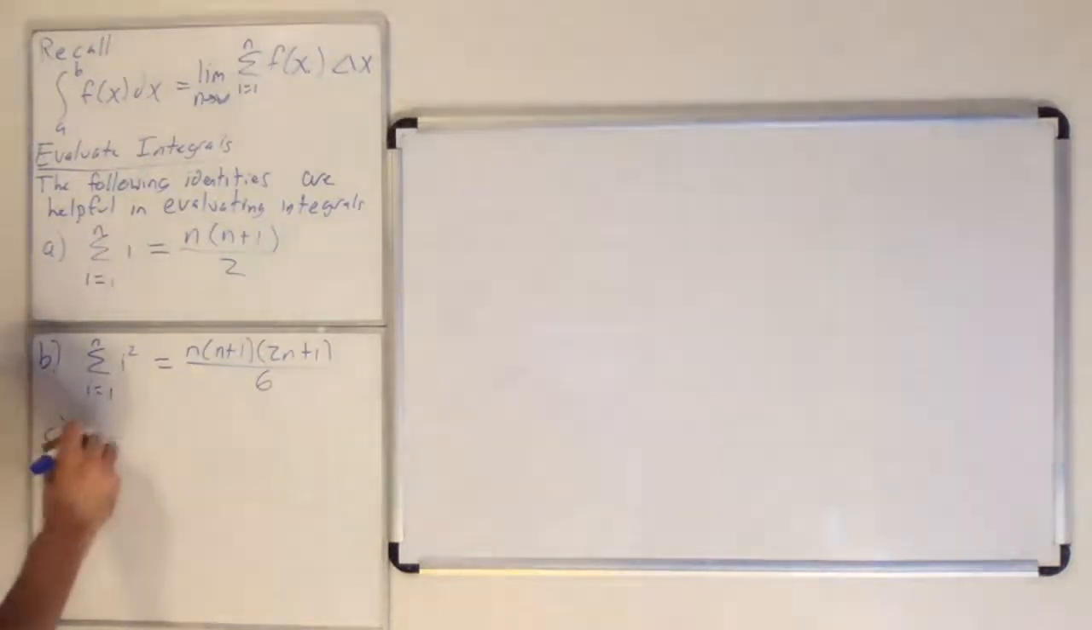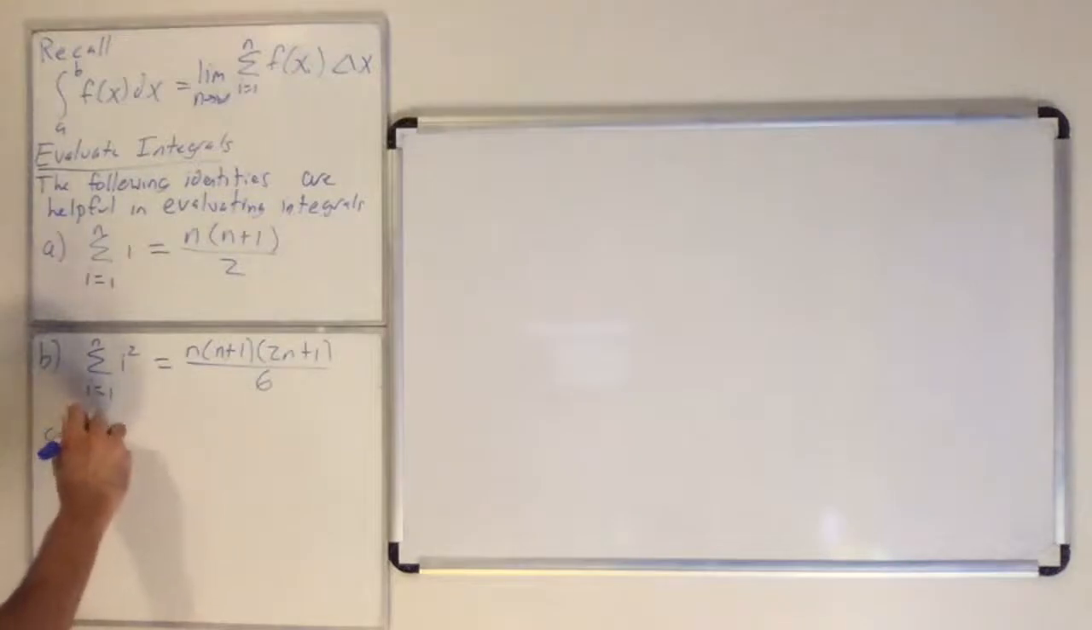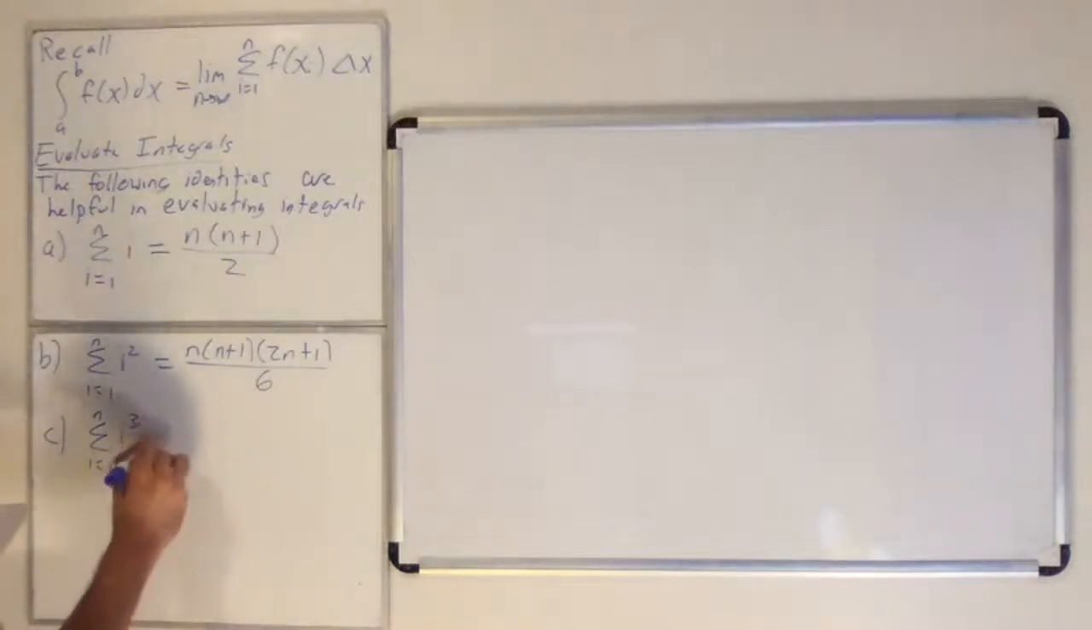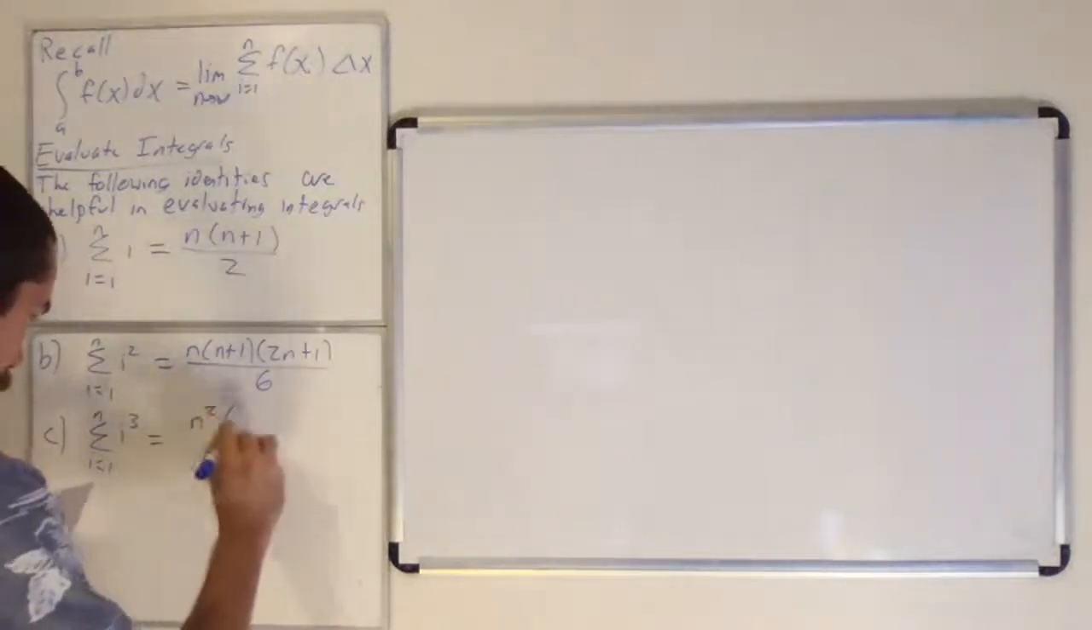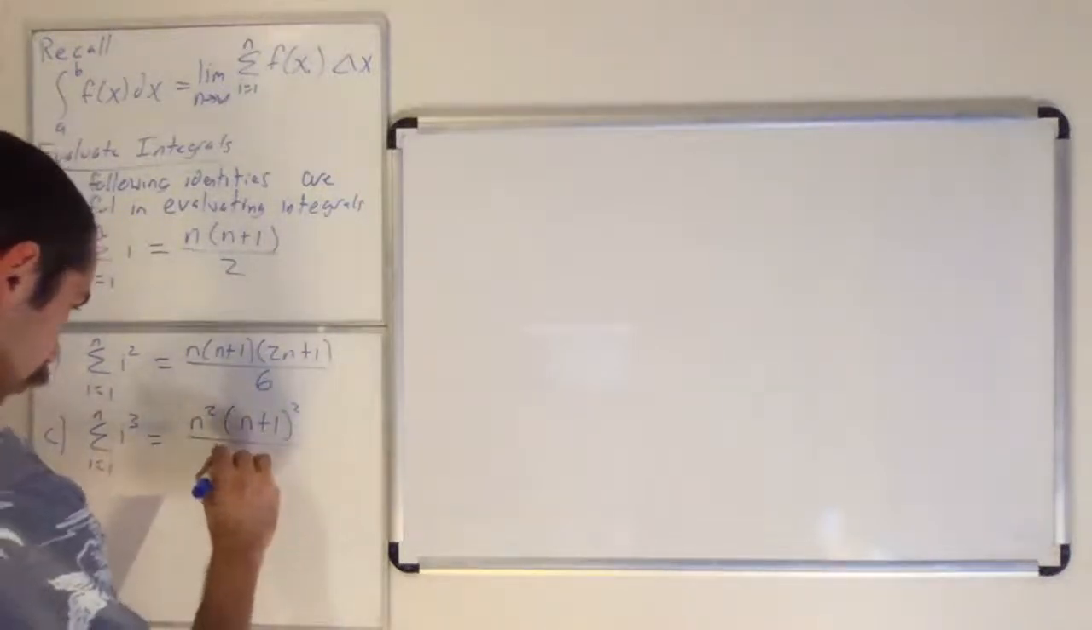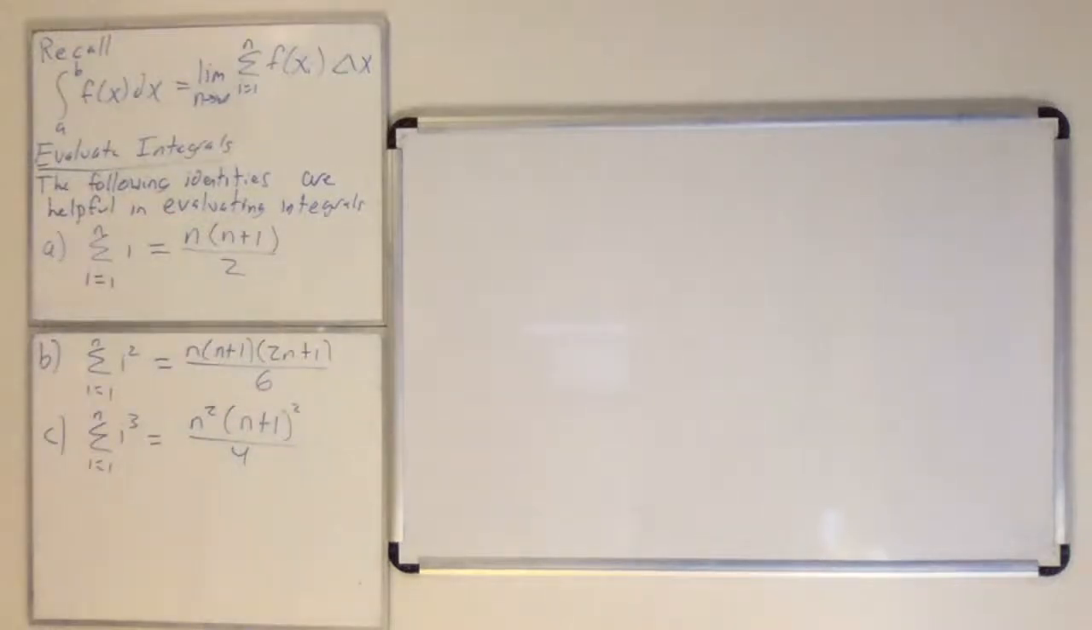So the last one is the sum of the first n cubes. So 1 plus 8 plus 27 plus 64 plus 125 and so forth. That's n squared times n plus 1 squared all over 4. Okay, so these are 3 identities about sums. Next, we could state some other identities.